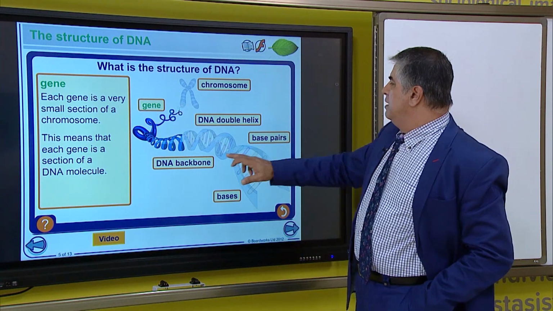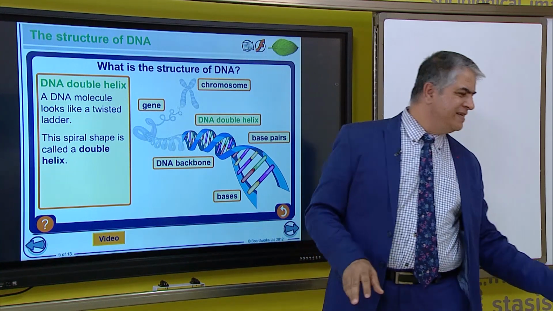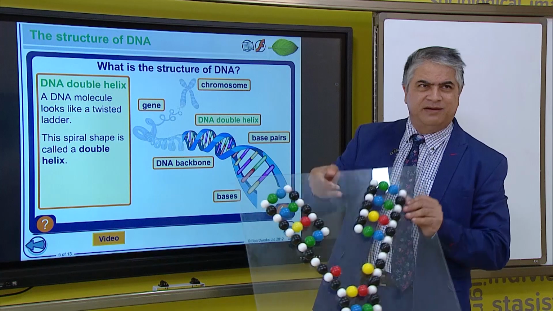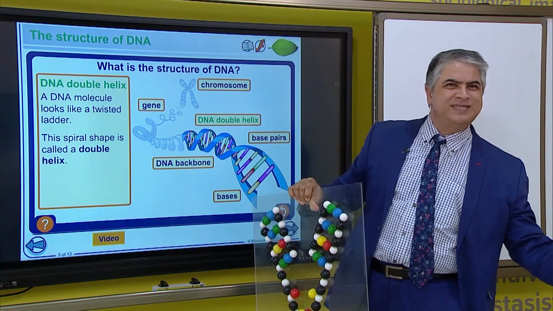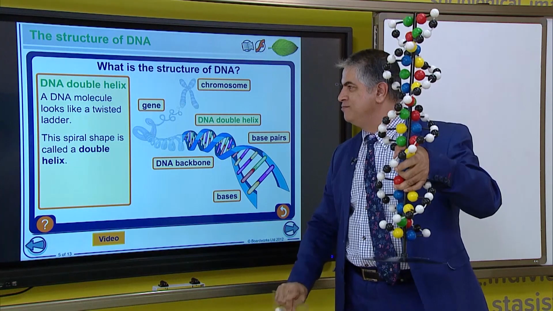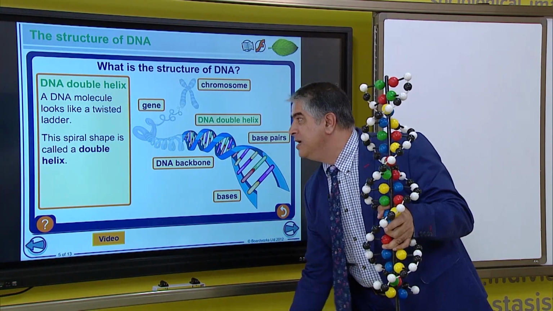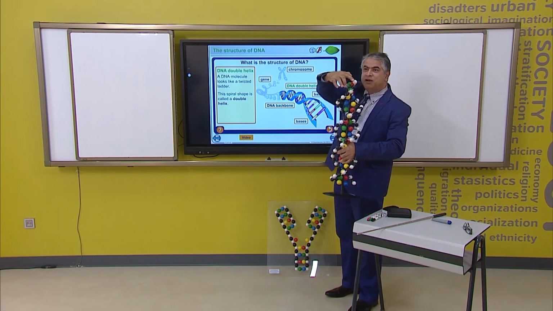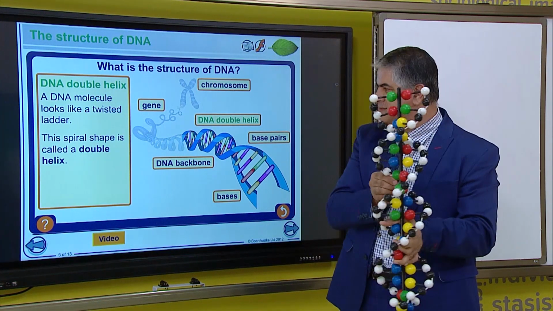Now, the DNA is made up of a twisted ladder. This is what a ladder looks like. And this is a twisted ladder, right? And this spiral shape is called a double helix. This spiral shape that you see is called a double helix.